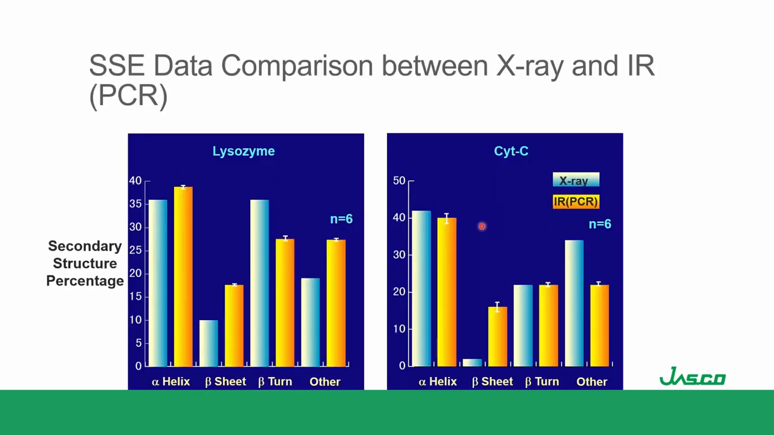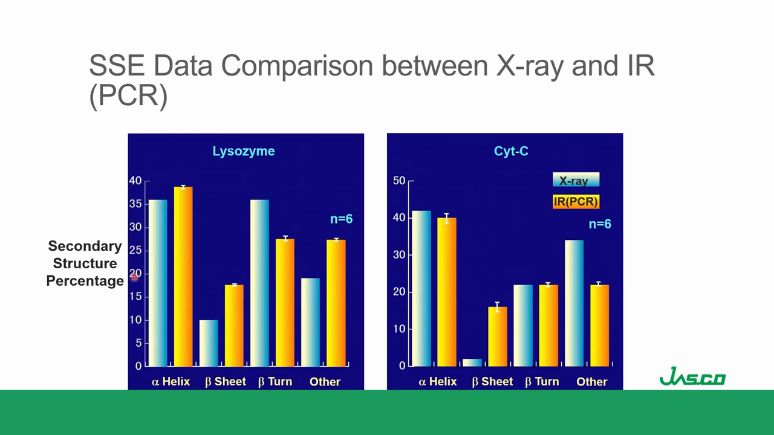So one example of this result, if we look at the lysozyme, is a very well-known protein, very well studied. Here there is a comparison between the X-ray data and the infrared data using the algorithm of PCR. In blue, we have the X-ray. In yellow, we have the infrared.